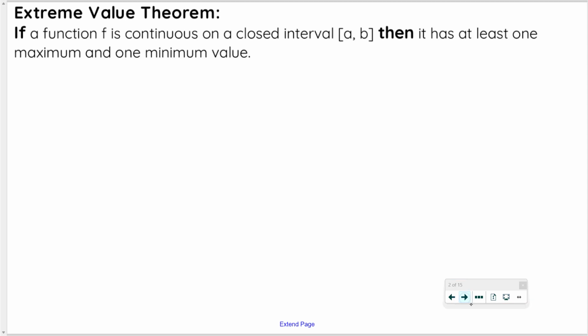So let's get started. The extreme value theorem tells us that if we have a function f that is continuous on some sort of closed interval, in other words, it is allowed to have the values a and b and everything in between, then it has at least one max and at least one minimum value.